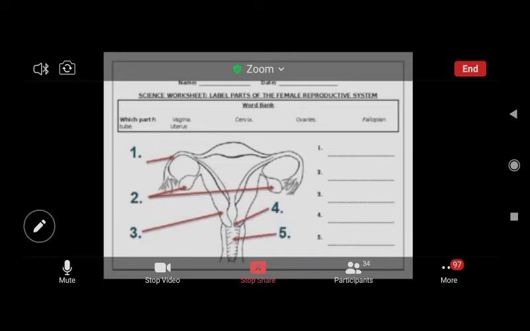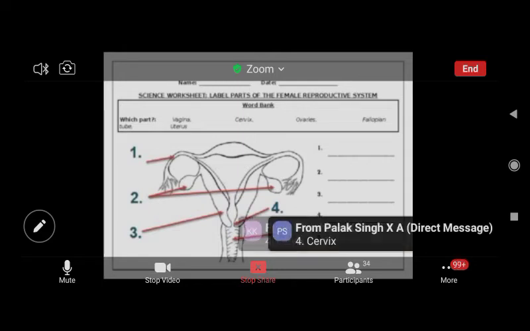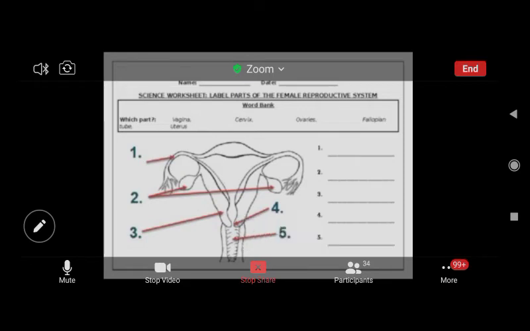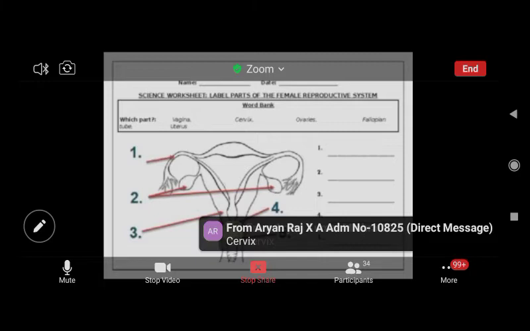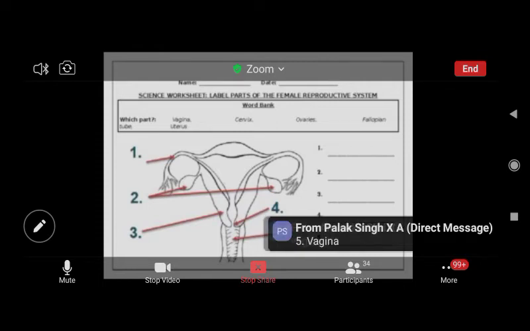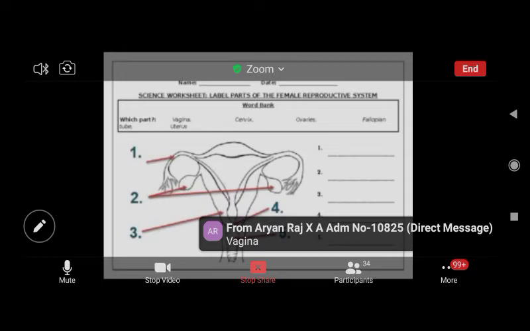Now, labeling 4. Labeling 4 is your cervix. Yes, correct. Now it is correct. Cervix. And the last labeling, number 5. Number 5, yes, is the vagina. Correct. Okay, good. So this was the worksheet from the diagrammatic aspect. Please take the screenshot definitely, and you will be writing in your copy also.